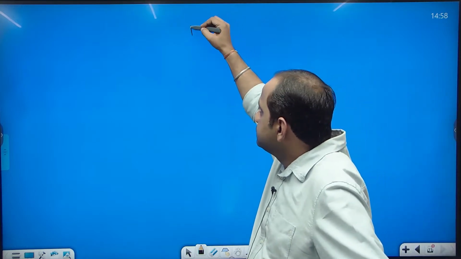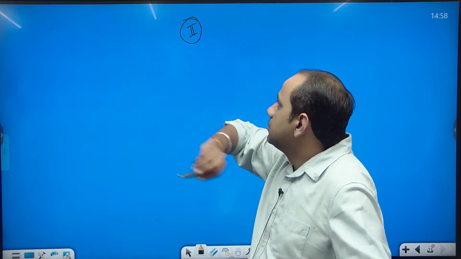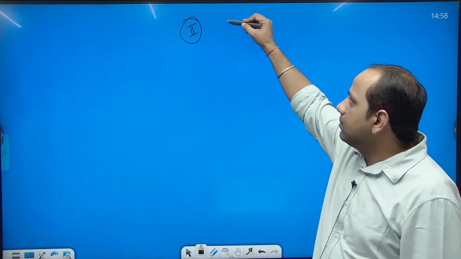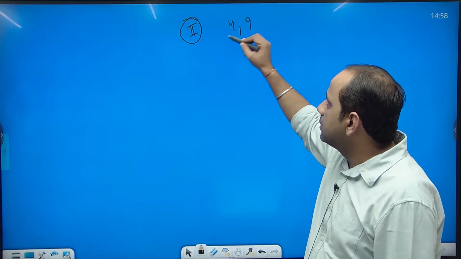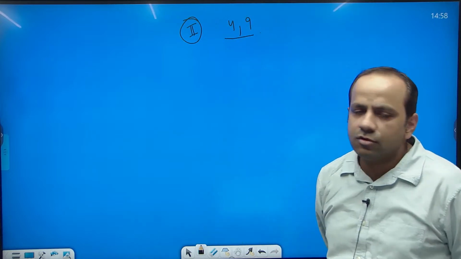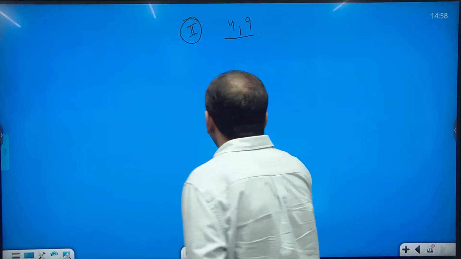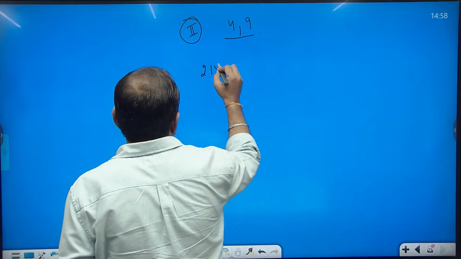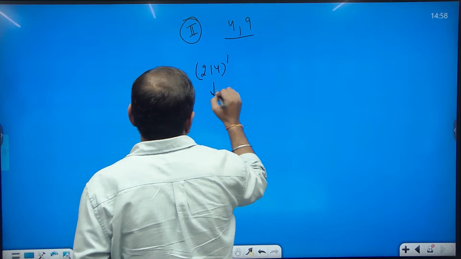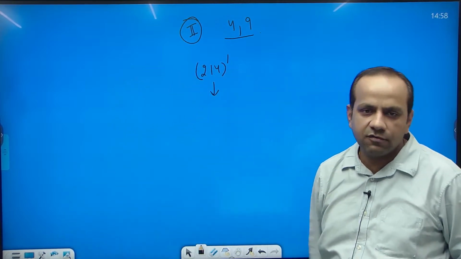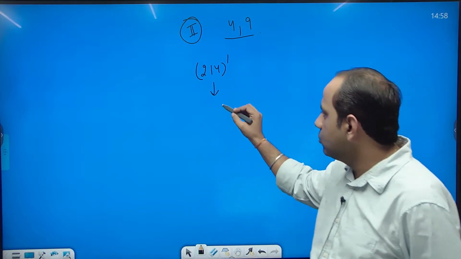Second category. The second category is the numbers ending with 4 and 9. If we have any number ending with 4, tell me 214 to the power 1, what will be the unit digit? 214 to the power 1, it will be 4.